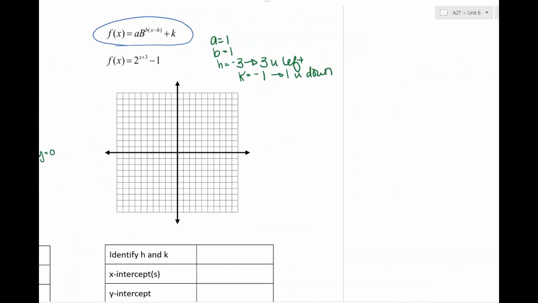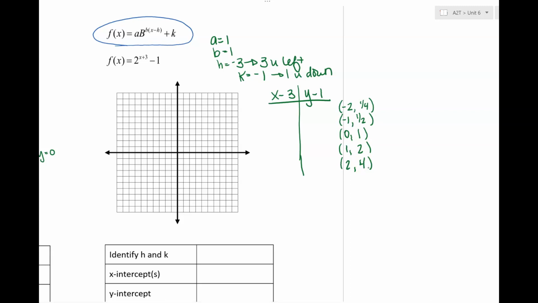Okay, so setting up our x and y chart, we're just going to have x minus 3 and y minus 1. I can't see the parent function points, but I know that the x's go from negative 2 to 2, and I know that my base is 2. So 2 to the negative 2 is 1/4. 2 to the negative first is 1/2. 2 to the 0 is 1, and so forth. Every time your base changes from 2, you're going to have to find new parent function points, just like I did for us right now.